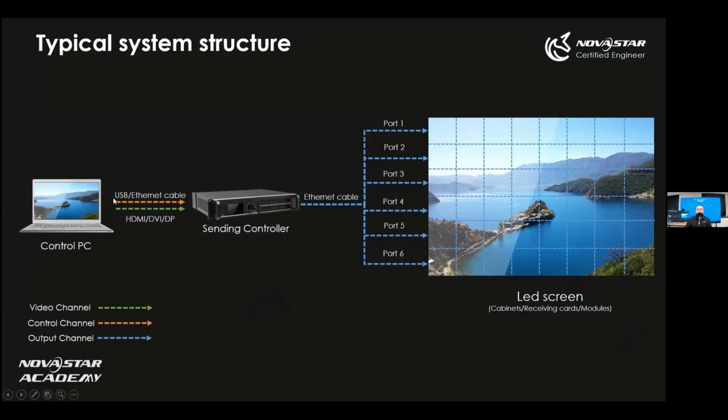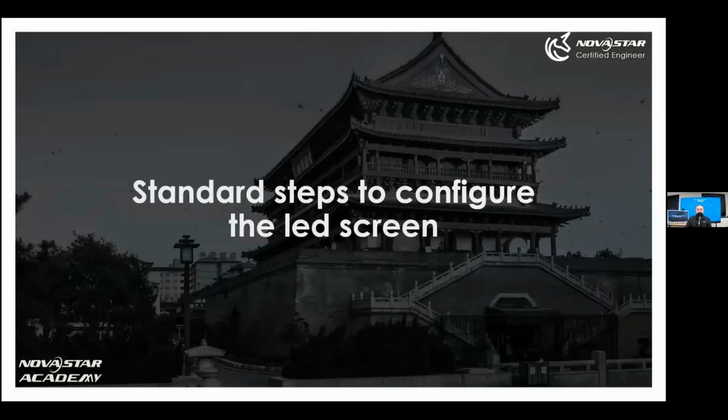Here we provide the control signal from the USB cable or the Ethernet cable. We also use this computer to provide the video source. If we confirm everything is already connected, the next step is to know how we can start with the NovaStar software. The standard steps to configure the LED screen are what we are going to talk about.